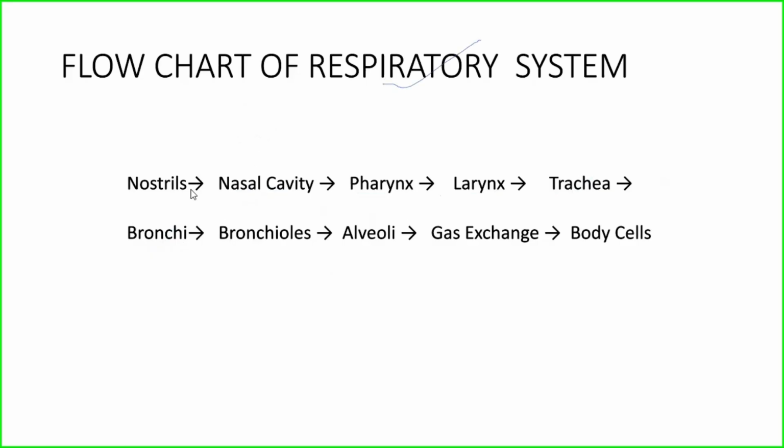Summary of the respiratory system. Air enters through the nostrils and then passes to the nasal cavity, then into the pharynx and into the larynx, then air enters the trachea. From the trachea, air enters the bronchi, which enter the lungs and get further branched into bronchioles. From the bronchioles, air enters into balloon-like structures called alveoli. And here the exchange of gases takes place between the alveoli and blood, and oxygen is transported to the body cells.